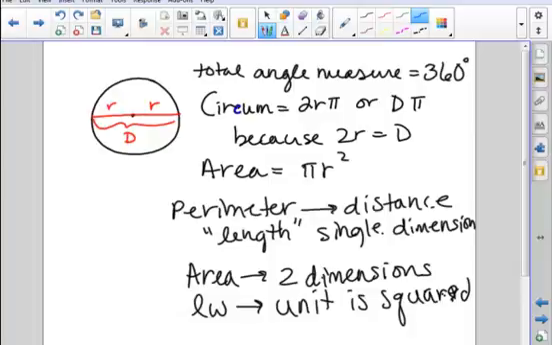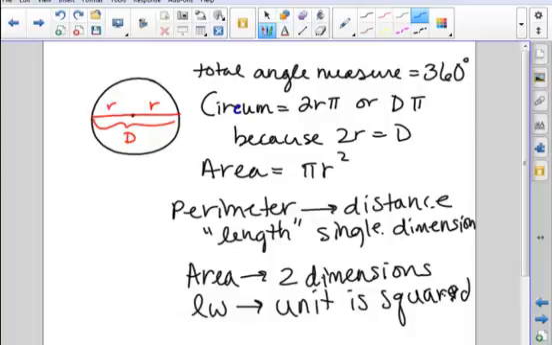They both have pi in them. So for circumference, you're talking about a length times pi. When you're doing area, you're talking about radius squared times pi. So if they give you the diameter, you cannot use the diameter in the area formula, but you can find the radius by doing that.